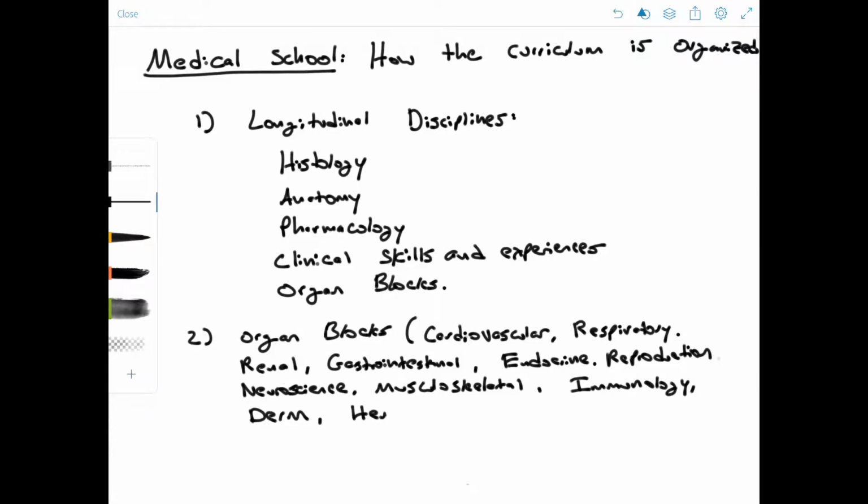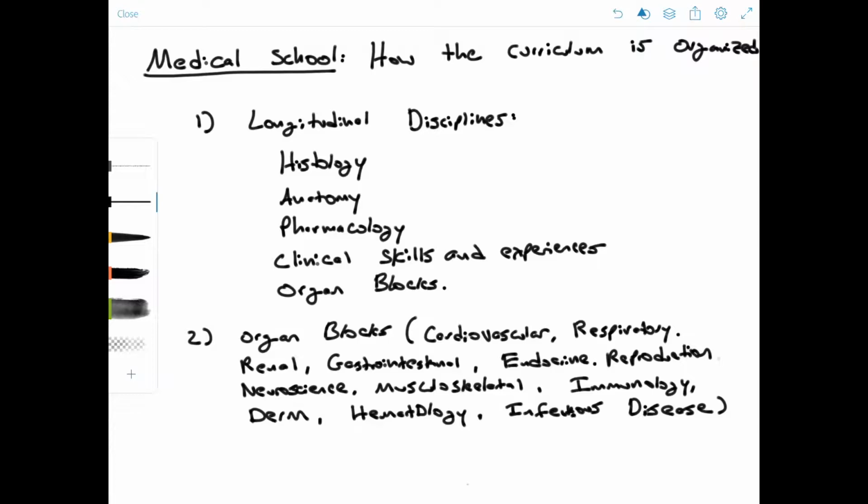Additional organ blocks would be like endocrine, reproduction, neuroscience in terms of the nervous system, musculoskeletal, immunology, dermatology, hematology, also psychiatry, and also infectious disease, for sure. Just remember that infectious disease and immunology are going to be found in a lot of organ blocks.